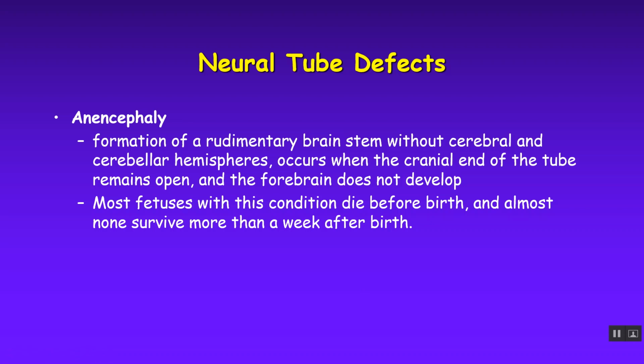One neural tube defect is called anencephaly, and it's the formation of a rudimentary brainstem without cerebral hemispheres, or sometimes cerebellar hemispheres. It occurs when the cranial end of the neural tube remains open and the forebrain doesn't develop fully. Most fetuses die before birth, and almost none survive more than a week after birth. So nobody lives longer than a week or two with this condition.